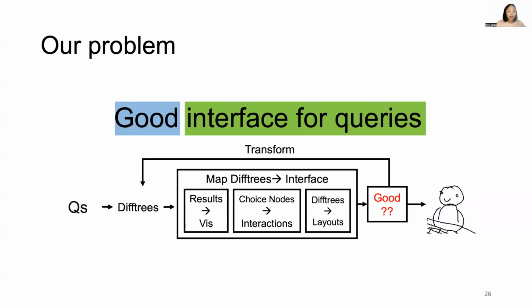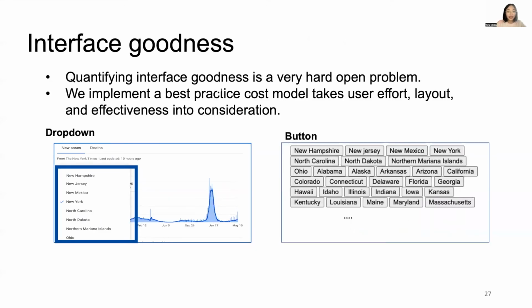Then we come to the last part, how to quantify the goodness of an interface. Quantifying interface goodness is a very hard open problem. We implement a best practice model to quantify the cost, and it's replaceable when a better model is available. In our model, we take user effort, layout, and effectiveness into consideration. In this example, a drop-down and buttons can both express the state attribute difference. For such a screen size, our model is able to tell the drop-down is better since buttons occupy too much space, which does not leave room for visualizations and other widgets.